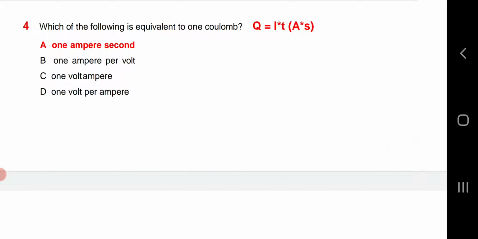Question number 4. Which of the following is equivalent to 1 coulomb? 1 coulomb is 1 ampere second. As coulomb is current multiplied by time, the unit of current is ampere and the unit of time is second. So the coulomb can be expressed as ampere second. Okay, so 1 ampere second is also 1 coulomb.